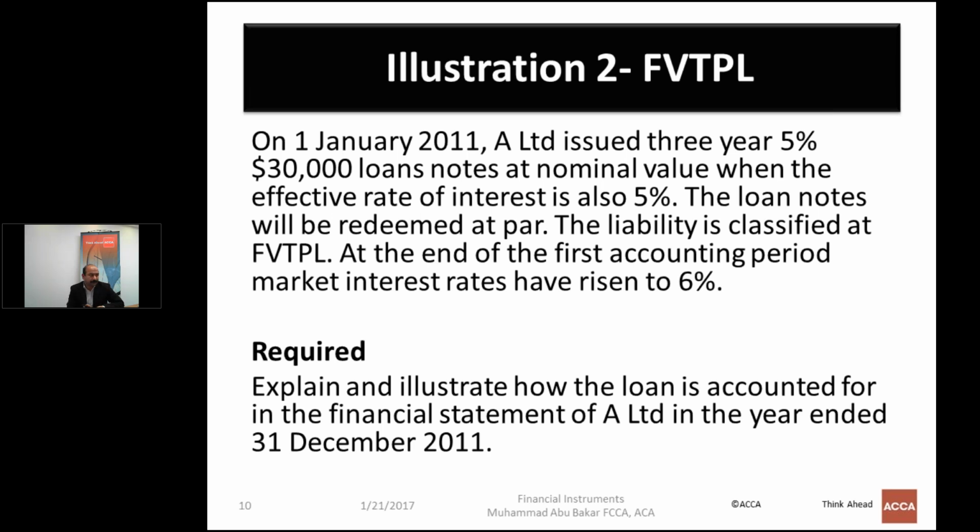Shayan Ahmed Qureshi is asking whether the 550 should go to the statement of comprehensive income or the statement of profit and loss. This will go to the profit and loss. That's all. Okay.